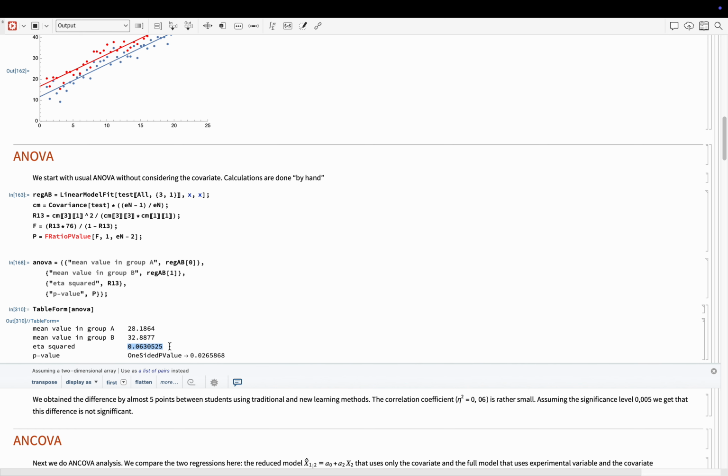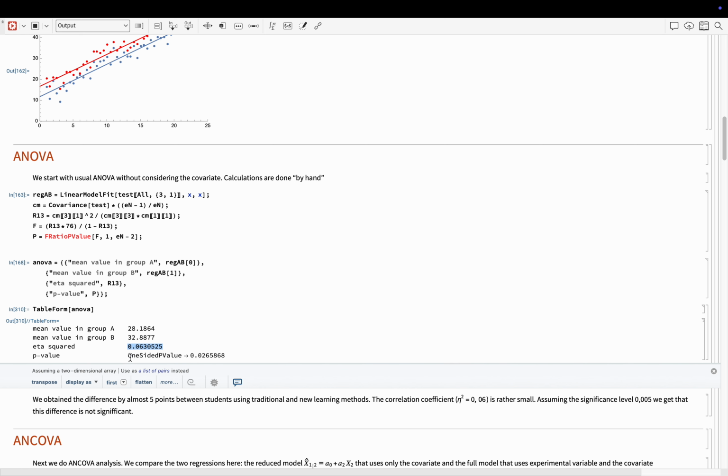the squared correlation coefficient, we see that this dependence is not that big. Only 6% of the total variance of the dependent variable is explained by the relation with the independent variable, the experimental one. Therefore, it is definitely not a strong dependence.